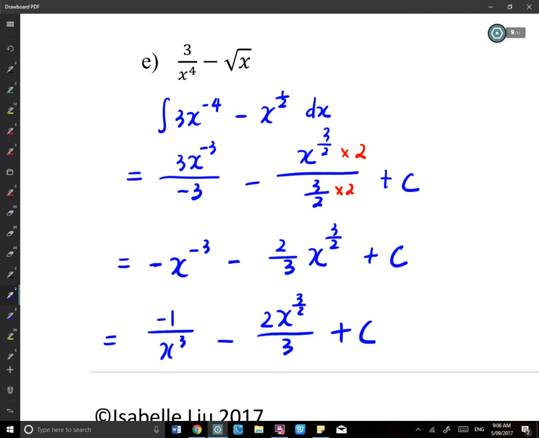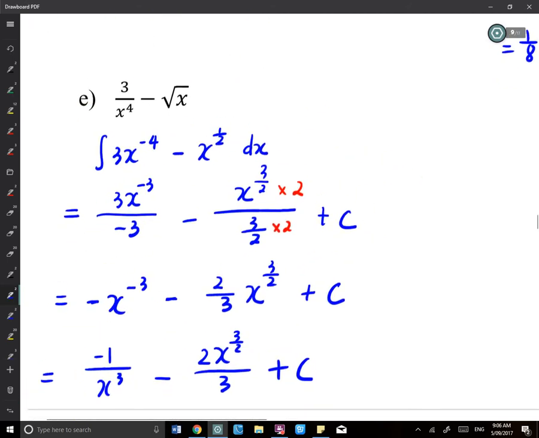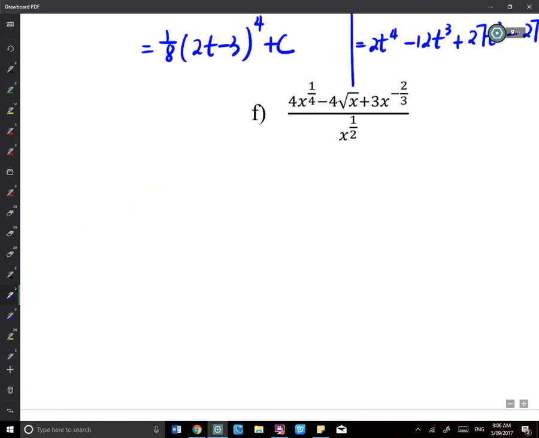Okay, so you want to change everything into index form. Okay, next one looks a little bit complex. Well, it's exactly same as what you do for differentiation. Before, when you see a single thing at the bottom, you will separate them.